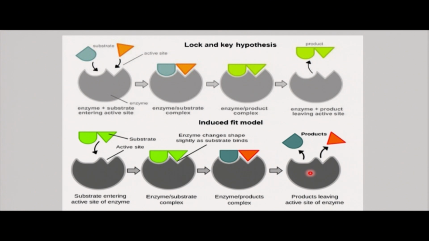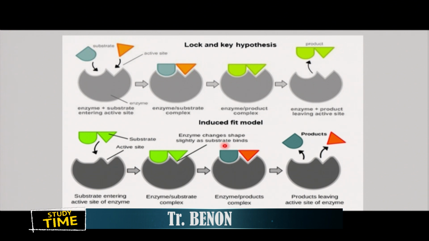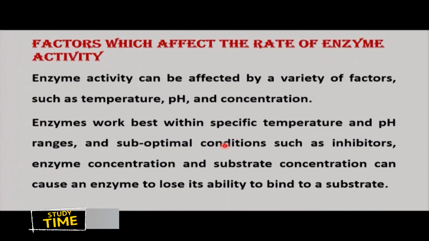So from there, we have two models. We have what we call the lock and key hypothesis, which we talked about. Then we also have the induced fit model. In the induced fit model, the active site of the enzyme is not complementary to the shape of the substrate. But what happens? The enzyme changes shape slightly so that the substrate can fit into the active site of the enzyme.